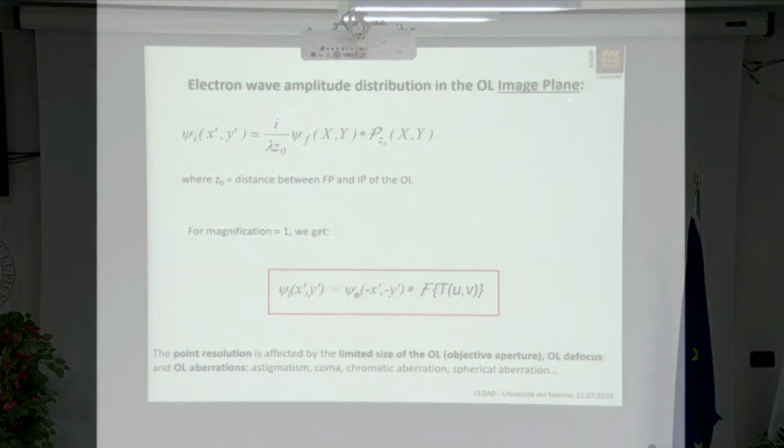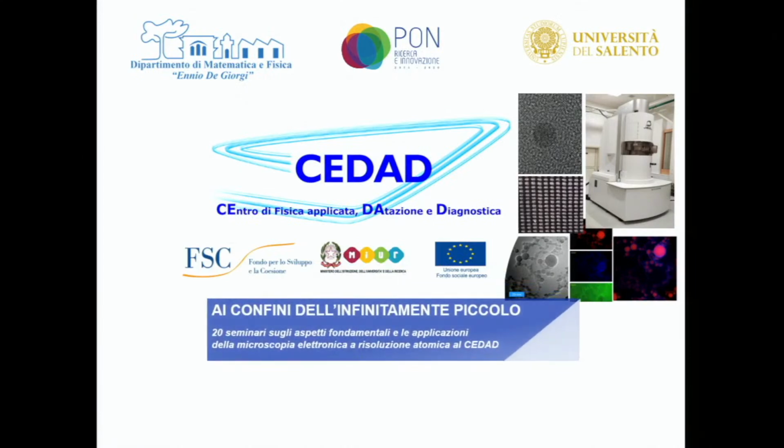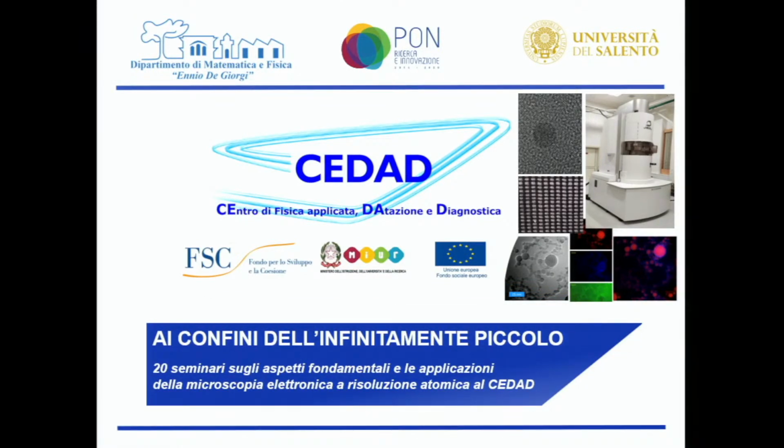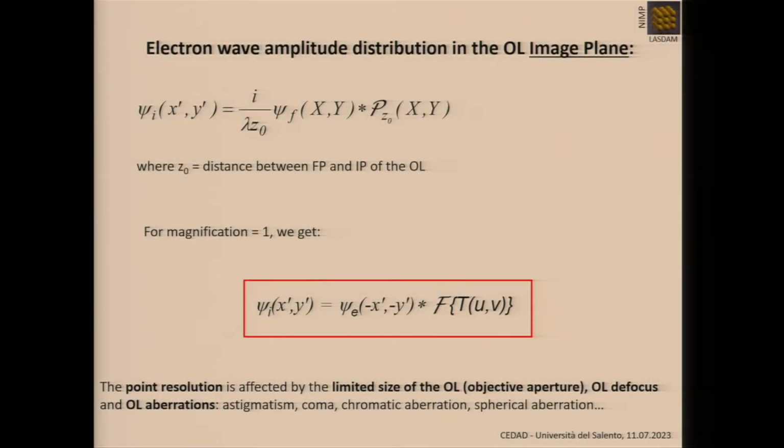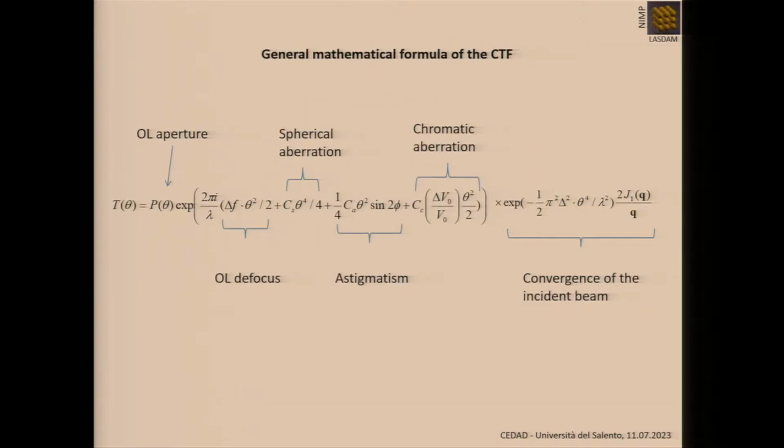Going further to the image plane, we will convolute with the propagator between the focal plane and the image plane, and we finally get this kind of expression for the electron wave in the image plane with respect to the electron wave at the exit face of the sample. So you see that we have a convolution with the function t, which is defined as the transfer function of the microscope, of the objective lens, actually.